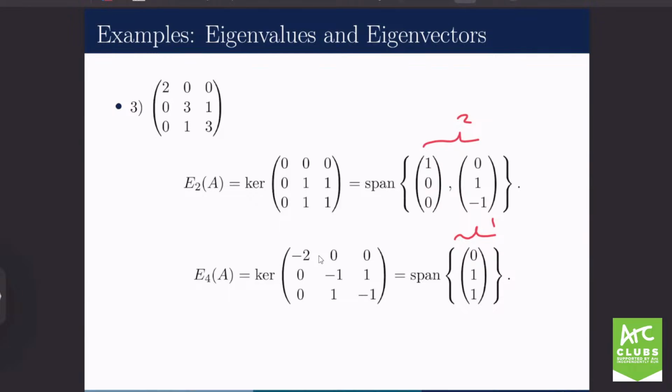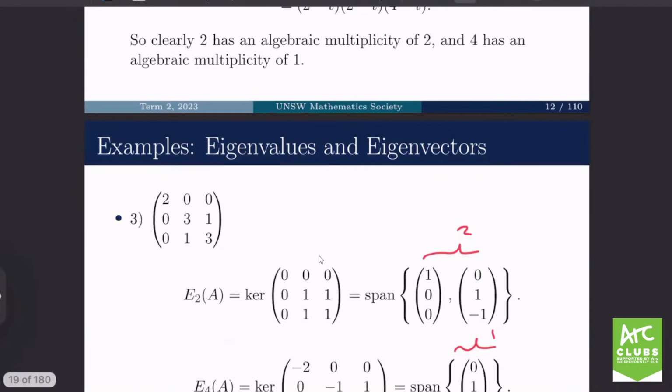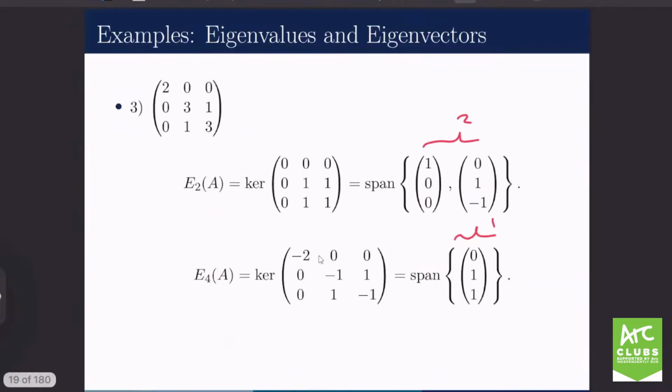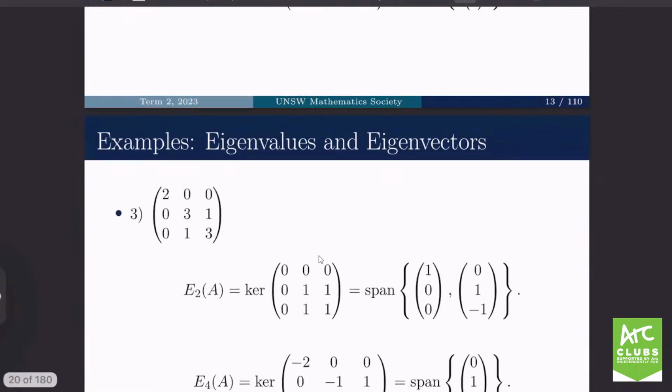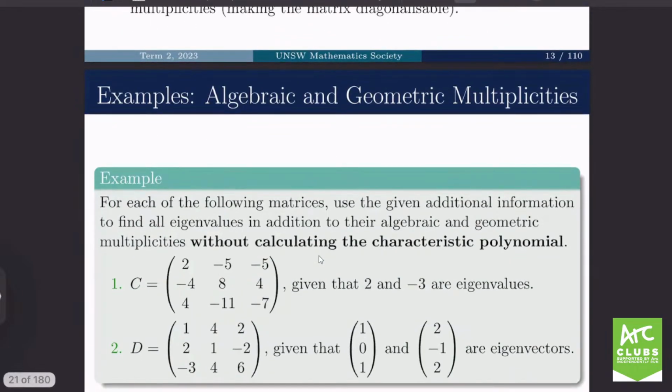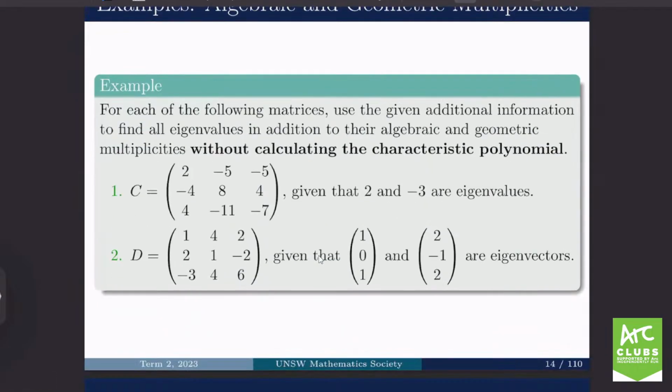Remember, that's not always the case, okay? There could be the case where we find that 2 had an algebraic multiplicity of 2, but its geometric multiplicity was only 1. And in that case, the matrix would not be diagonalizable. Okay? Alright, so now we're looking at another example here.